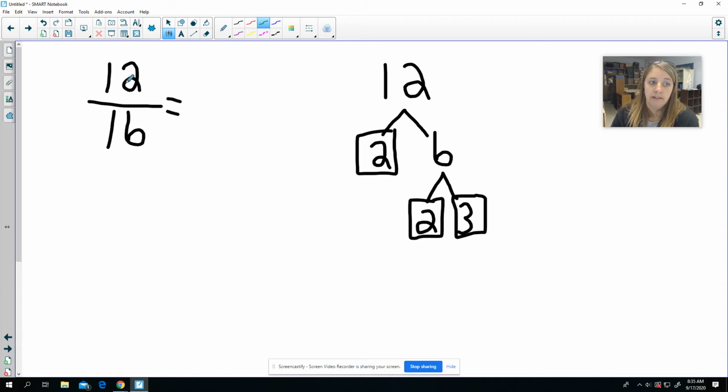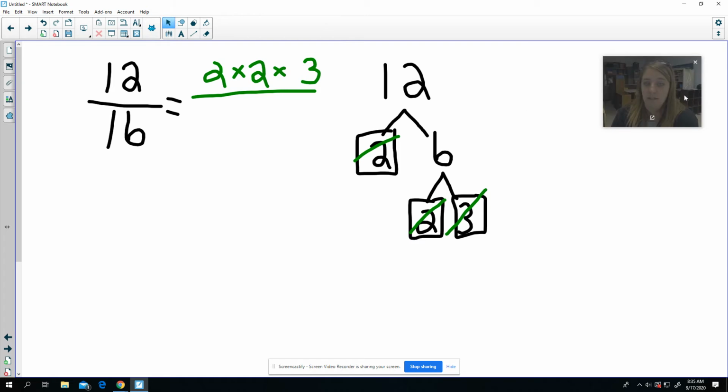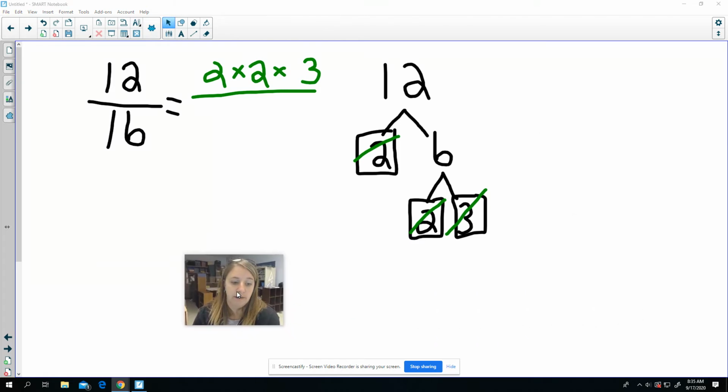So my prime factorization of 12 is 2, and when I write it I cross it off, times, because this is all multiplication, 2 times 3. That is how they received those numbers. So now we can do the same thing using 16. So I'm going to move my video so I can keep writing. All right, so let's go ahead and look at 16.